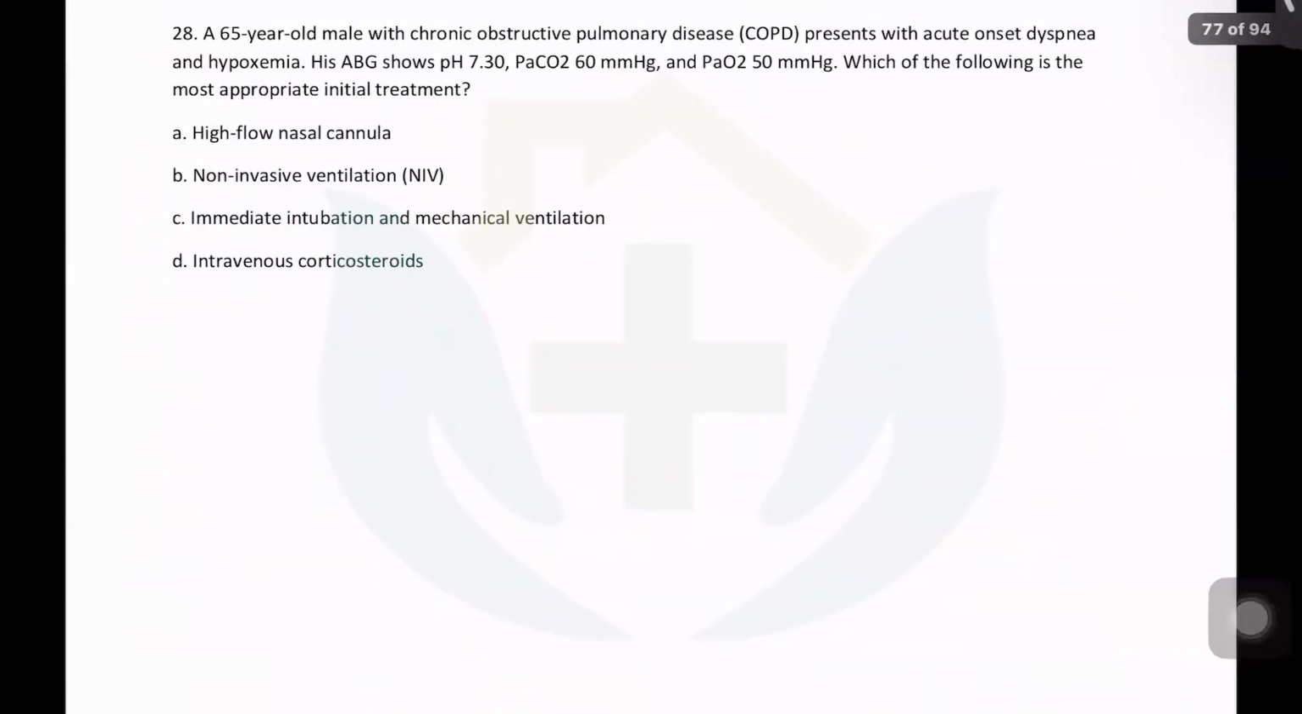A 65-year-old male with COPD presents with acute dyspnea and hypoxia. pH is 7.3, PO2 is 50, PCO2 is 60. Which of the following is most appropriate next step? Easy. COPD. There is only one answer here. Put the patient on NIV.